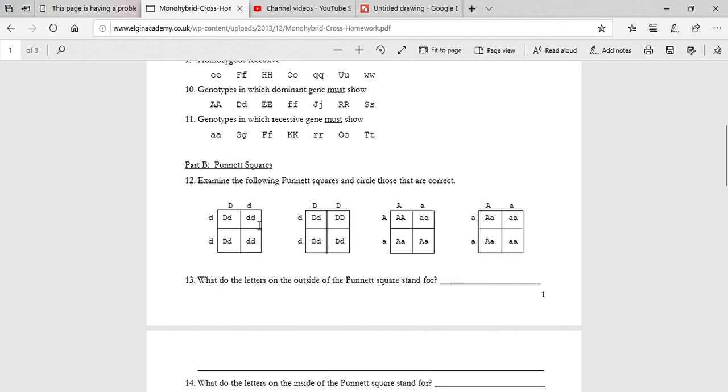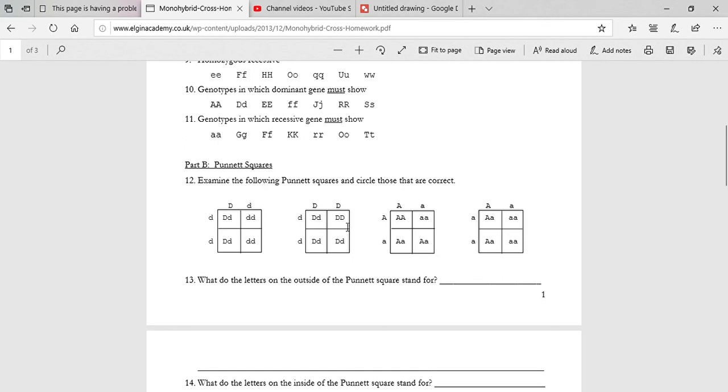But sorry, going back to the question: examine the following Punnett squares and circle those that are correct. Let's see, this possibility seems correct, this possibility seems correct, because you have a small d and a small d, a small d and an uppercase D, that looks correct, and this also looks correct. Let's examine this one. This possibility seems correct.